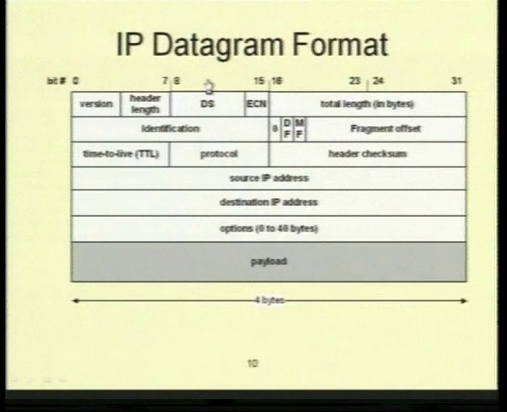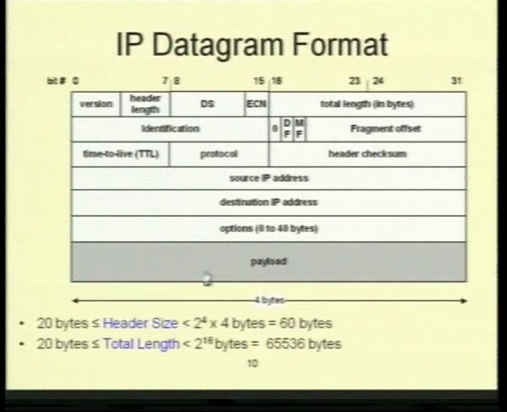Now, coming to the format of the IP datagram. This is basically what we have in the IP datagram. You have a version field followed by a header length, then a type of service field, and then the total length of the packet, identification which is something like a sequence number, a set of flags, a fragment offset field, a time to live field, a protocol field, a checksum field, followed by the source IP address, destination IP address, and then a few optional header fields followed by the actual payload.